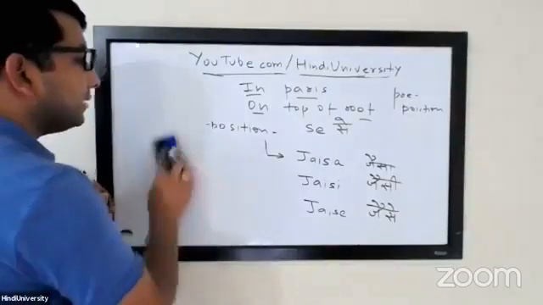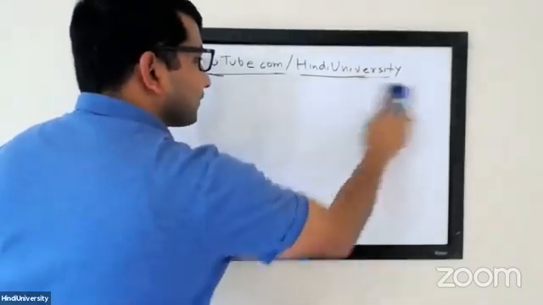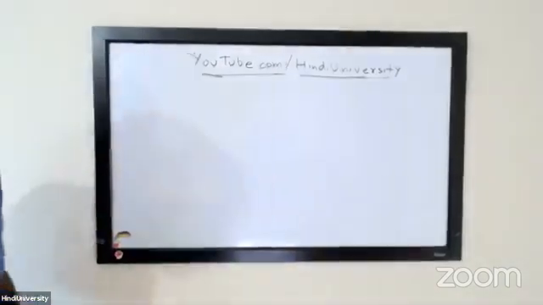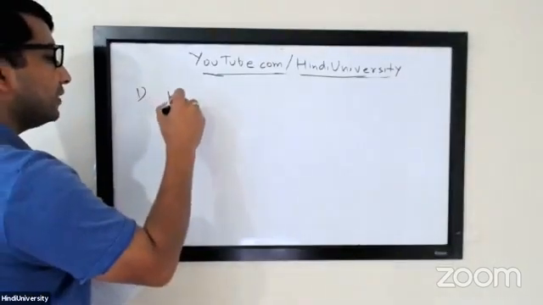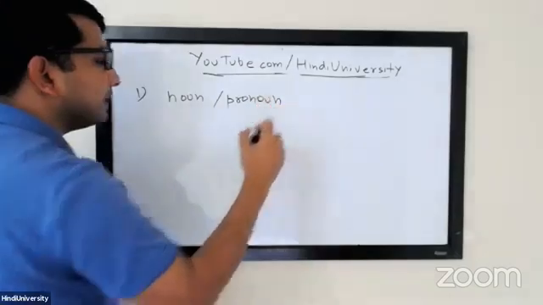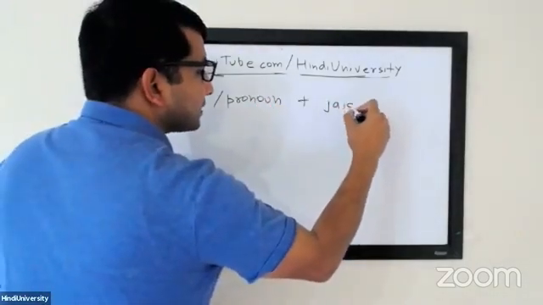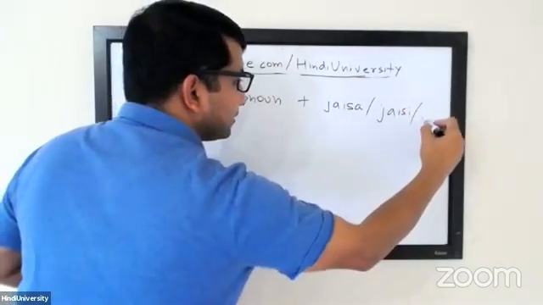With that in mind, let's start with the very basic scenarios first. As always, discussion is encouraged, so feel free to ask questions throughout the session. The key thing to remember is you have a noun or pronoun in a sentence, and those are followed by jaisa, jaisi, and jaise.